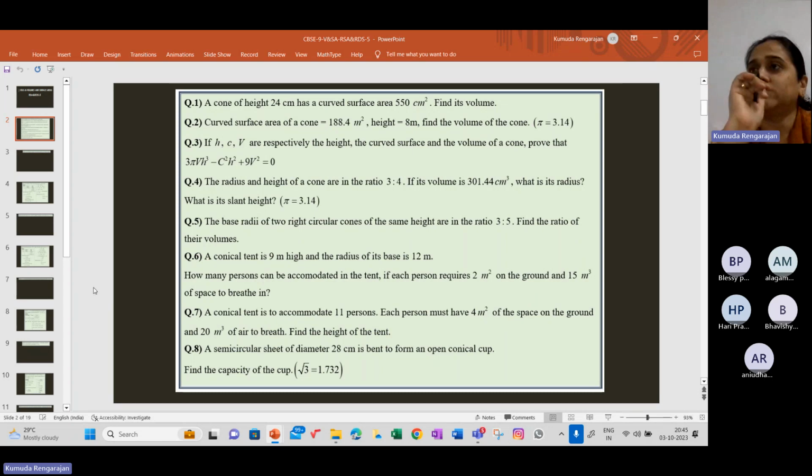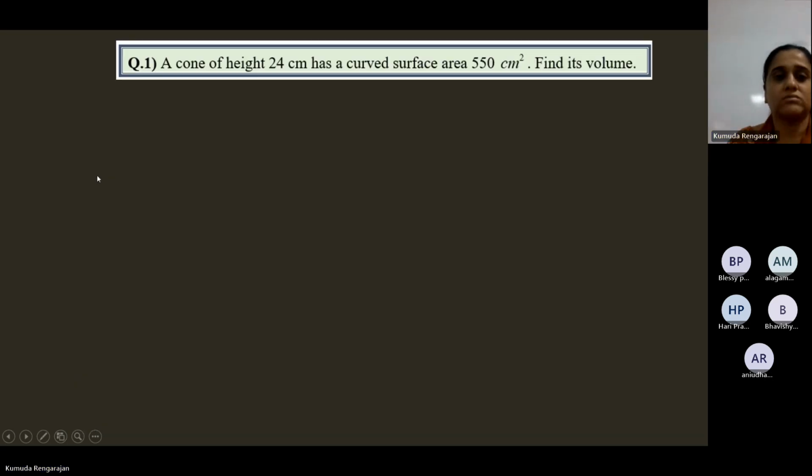So now coming to your syllabus, cone. What's the formula? How many of you learned volumes and surface area? What's the formula to find the volume of a cone? 1/3 pi r square h. Okay, write down this, children.